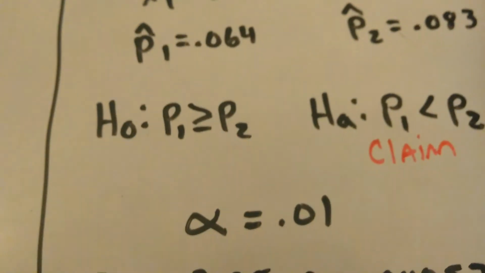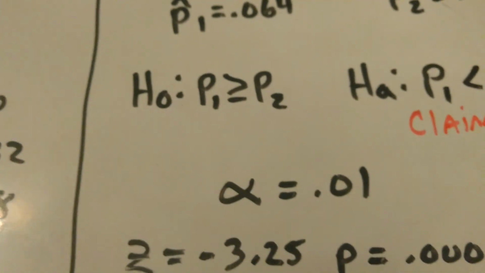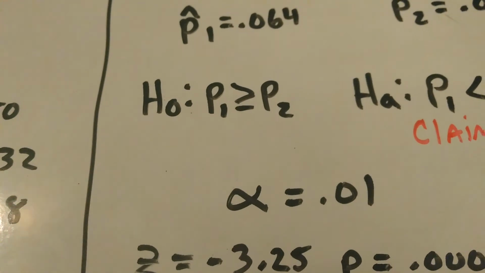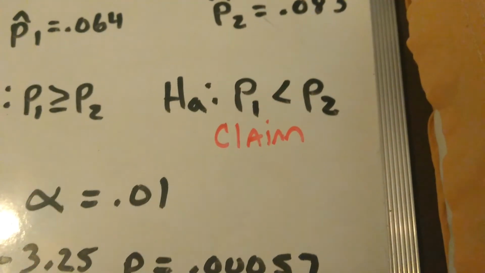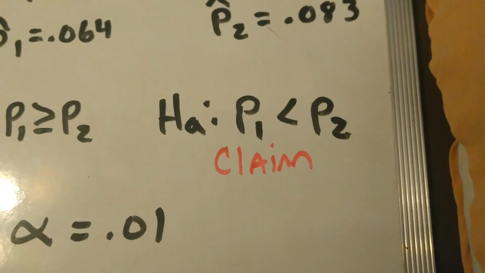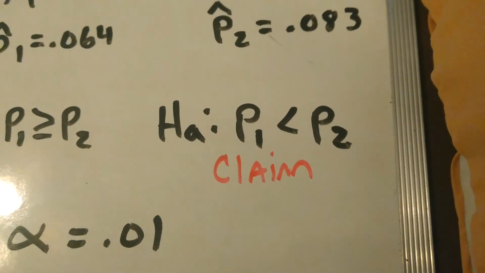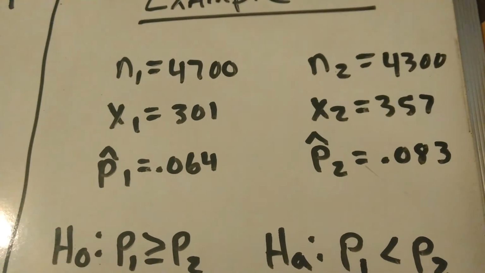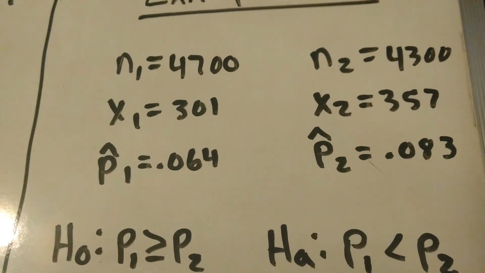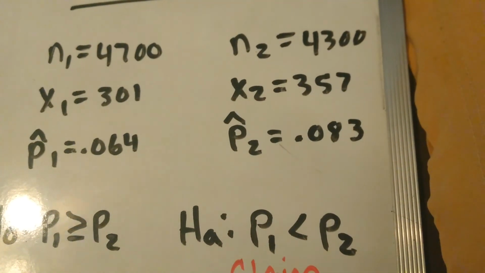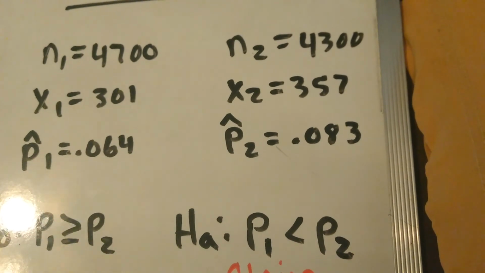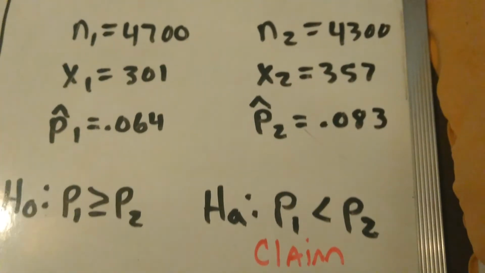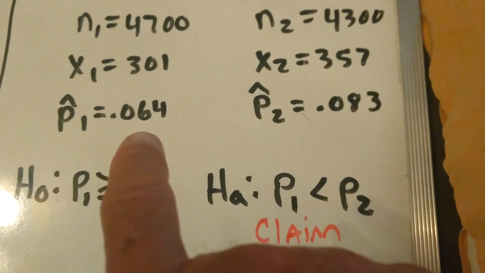So right away, our null hypothesis is that those who took the medication is greater than or equal to those who took the placebo. Our alternative is those who took the medication is less than those who took the placebo. There's our claim. Our information from the problem, N1 is 4,700, X1 is 301, P hat 1 is 0.064, N2 is 4,300, X2 is 357, P hat 2 is 0.083. Okay, hope everybody realizes that this is about 6% of patients that died, this is about 8%.